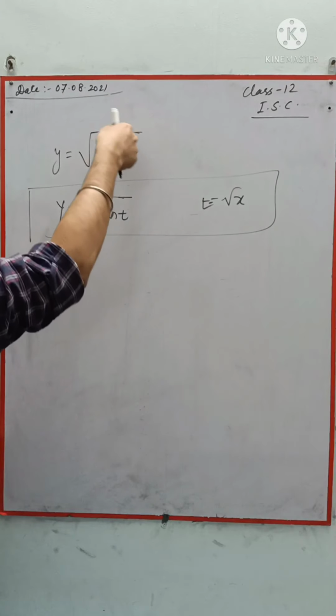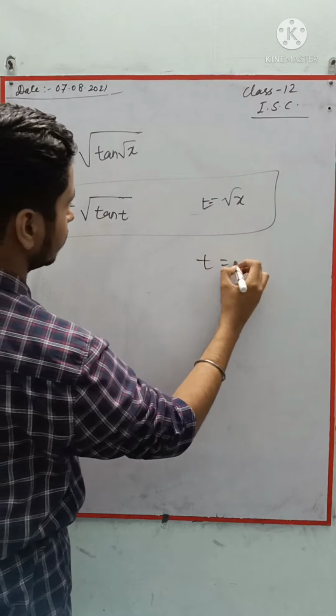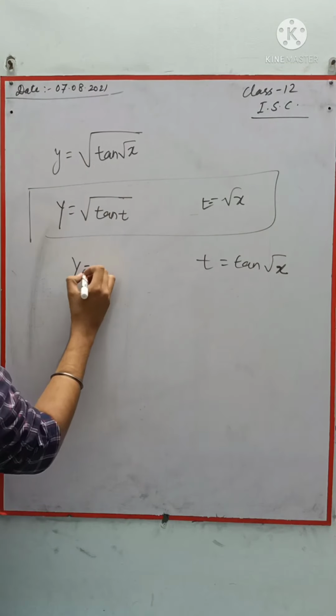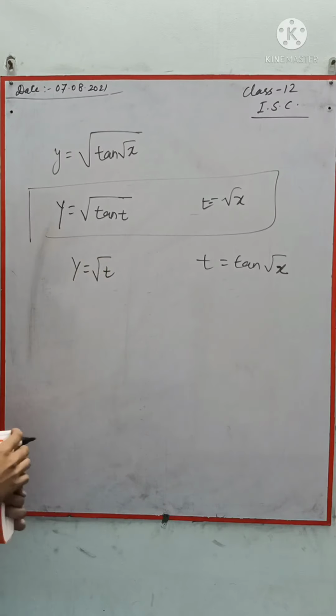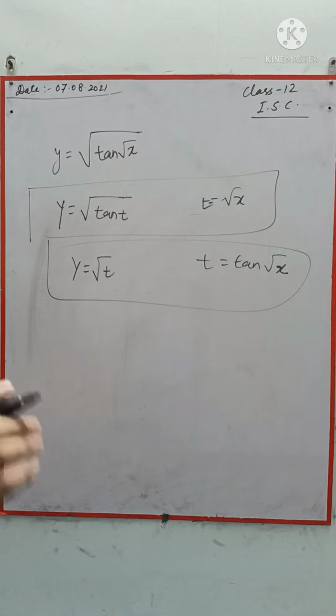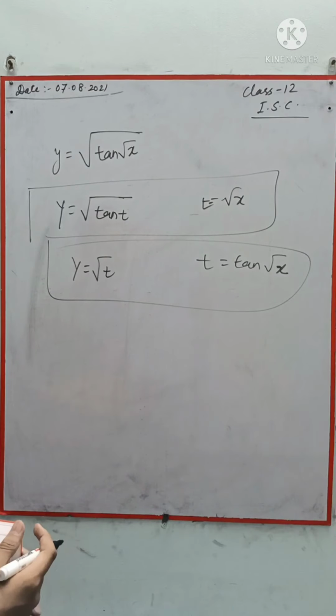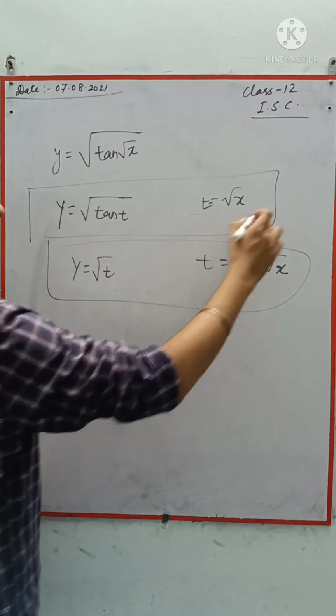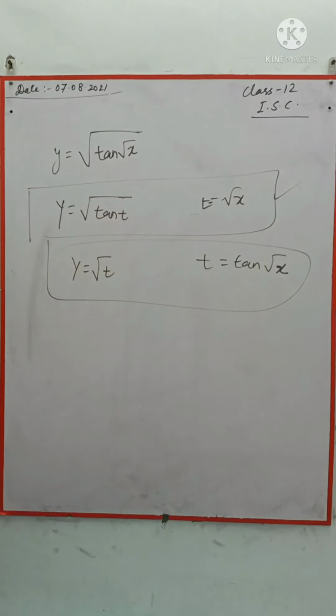Or else if you consider this whole as t, so t is equal to tan root x, and here you will get y is equal to root t. This also you can consider. So you have to work according to it. Anything you can consider. Let's take this and solve.